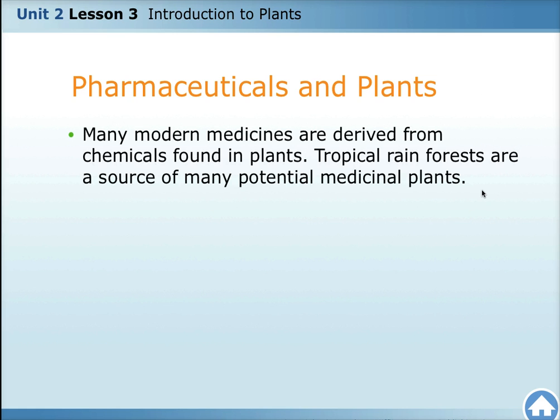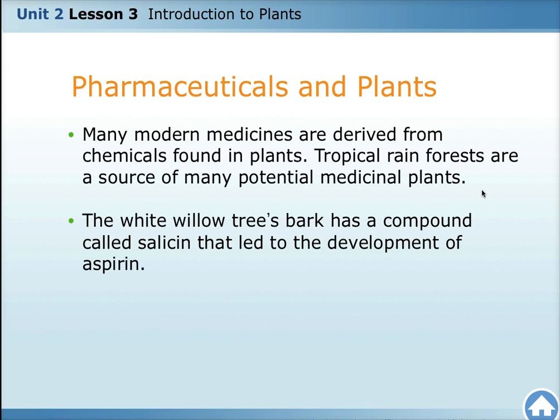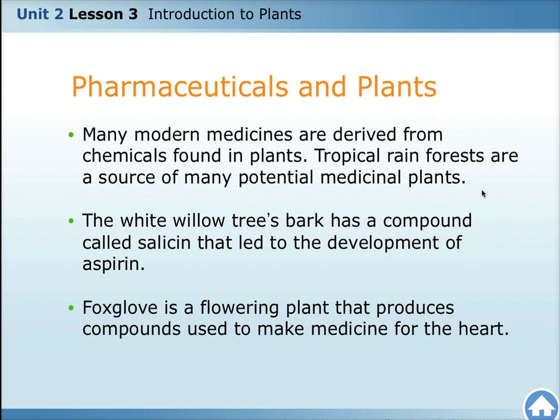So, pharmaceuticals and plants. I'm on page 117 in your text. Many modern medicines are derived from chemicals found in plants. Tropical rainforests are a source of many potential medicinal plants. The white willow tree's bark contains a compound that led to the development of aspirin. Foxglove is a flowering plant that produces compounds used to make medicine for the heart.